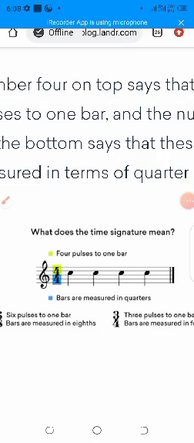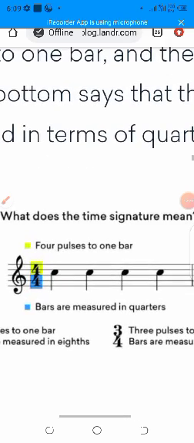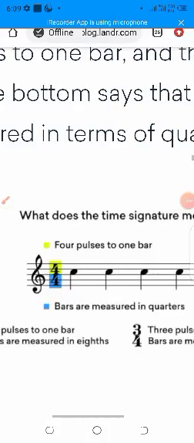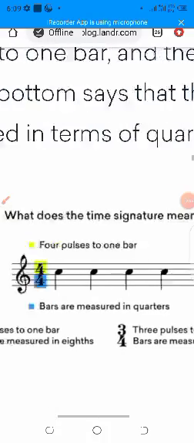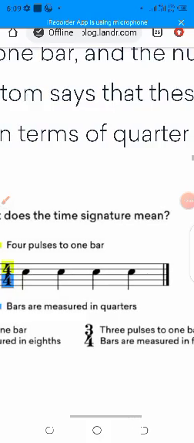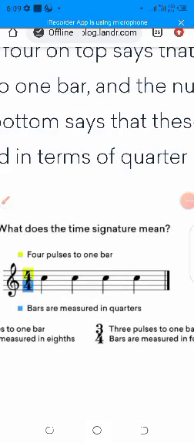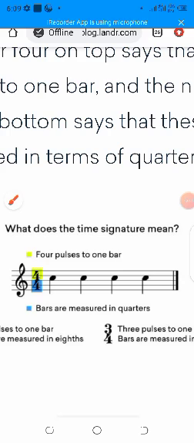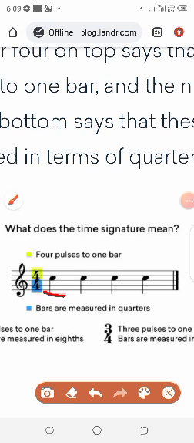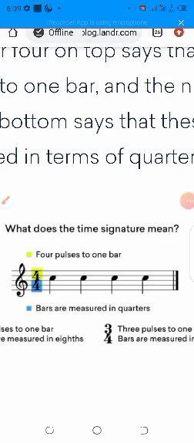So look at it. 4 pulses to 1 bar. If it is 4/4, 4 pulses to 1 bar. So you have 4 crotchets. That is what it means. 4 crotchets to 1 bar. Now look at these 4 crotchets. You have 1, 2, 3, 4, and so on. So 4 crotchets to 1 bar.